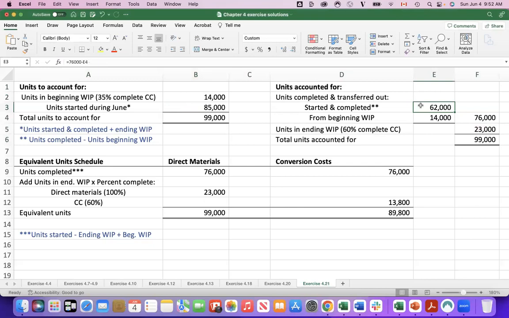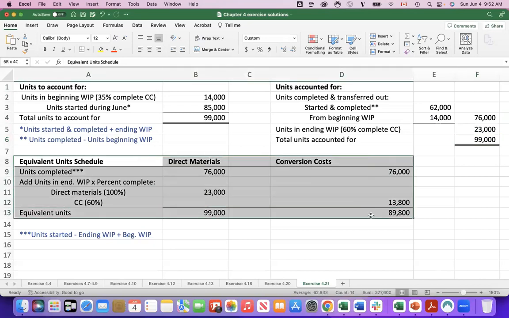Now we have to see where those 99,000 units are ending up. We started and completed 62,000 units during the month. We also completed from beginning work in process the entire 14,000 units. So we completed and transferred out 76,000 units, which we already knew. And then we ended the month with 23,000 units on hand. So that's the makeup of the 99,000 units that we have to account for.